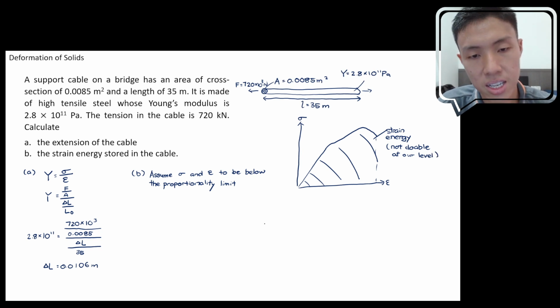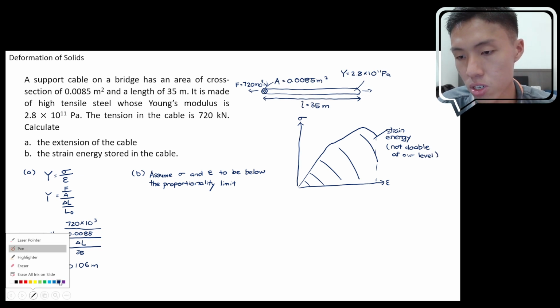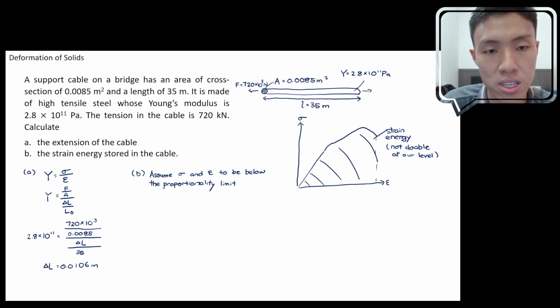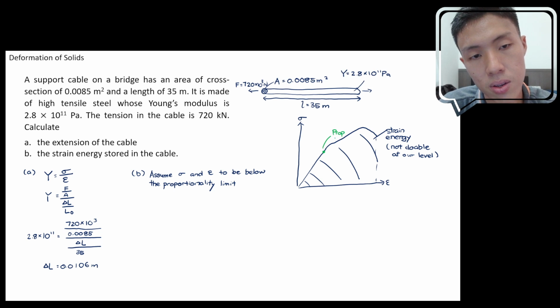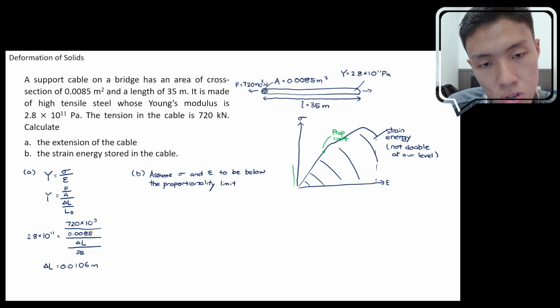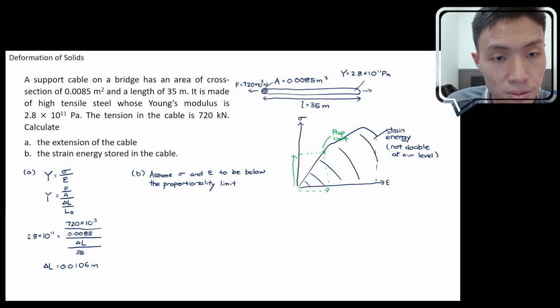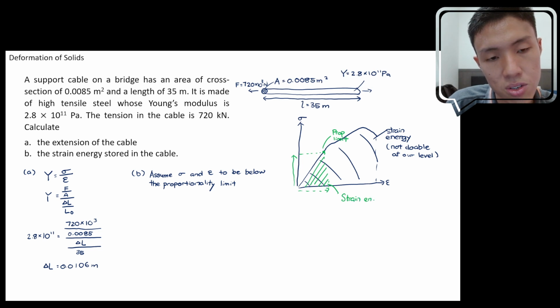Okay, but if you restrict yourself to the stress and strain which is below the proportionality limit, let's call this a proportionality limit, means that if your stress and your strain are below this proportionality limit, if it does not exceed this limit, then if you see here, this area over here can be easily calculated because this strain energy is just, oh, this is not strain energy.